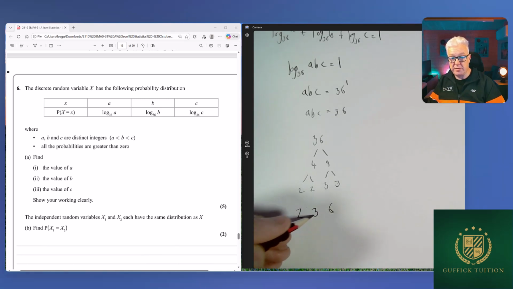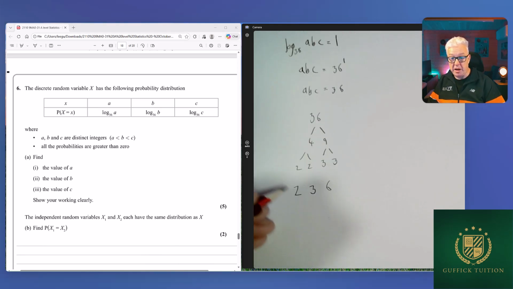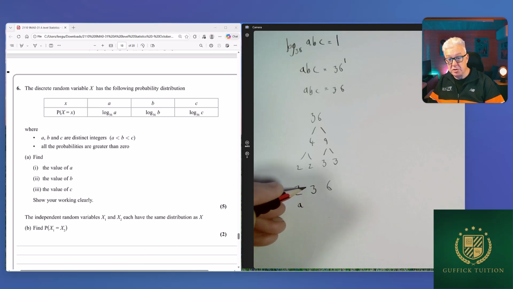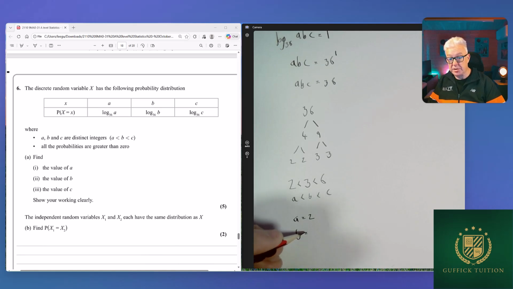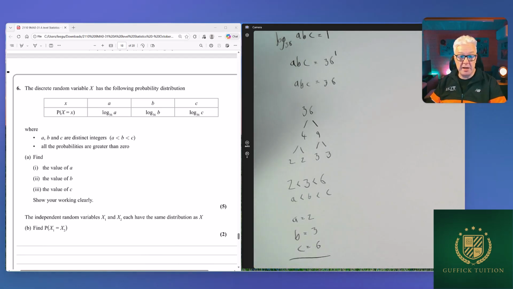2 times 3 is going to be 6, and 6 times 6 is 36, so that works. And in fact, that could be our a, b and c, because 2 is less than 3, which is less than 6. So we've got our a, b and c there. So our answer is, crazy that this is worth 5 marks, this is a nice 5 marks: a equals 2, b equals 3, c equals 6. And that's part A done for 5 marks.